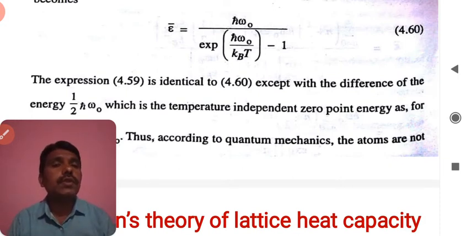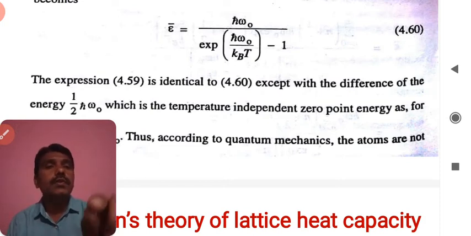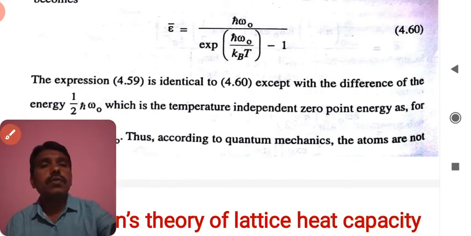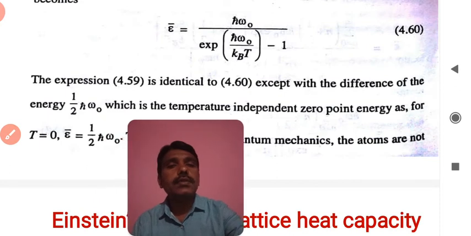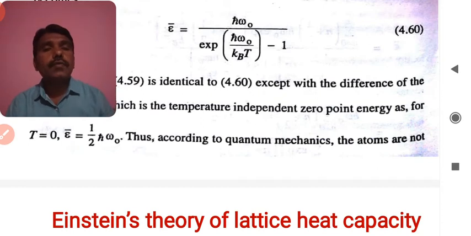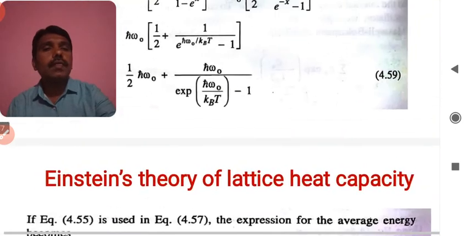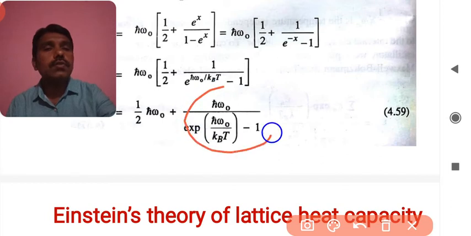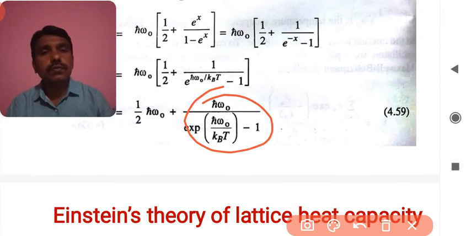this new relation. The difference of this half h cross omega 0, which is to be temperature independent zero point energy, जे मी तुम्हाला आत्ताच सांगितलं आणि ती व्हॅल्यू ह्याच्यामध्ये इथं आलेली आहे. आणि जर समजा T is becoming to be 0, this epsilon bar will be becoming to be, आता जर ह्या एक्सप्रेशनमध्ये म्हणजे आधीचं जे एक्सप्रेशन आहे ह्याच्यामध्ये जर समजा T जर 0 झाला तर ही क्वांटिटी पूर्ण 0 होऊन जाते, this quantity 0 होऊन जाते आणि उरतंय काय half h cross omega 0, epsilon bar is equal to half h cross omega 0.